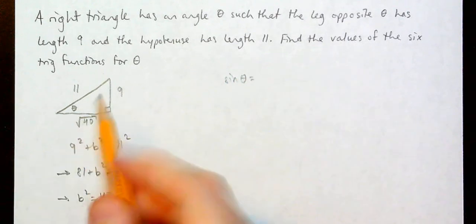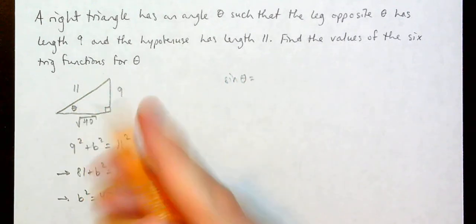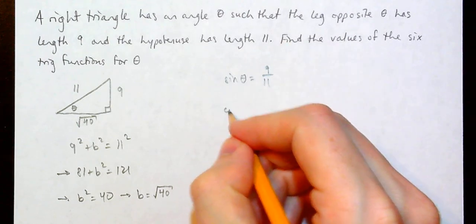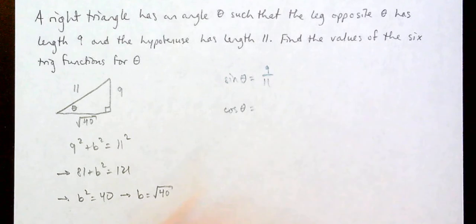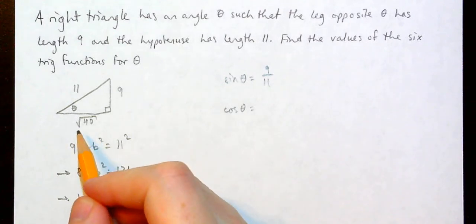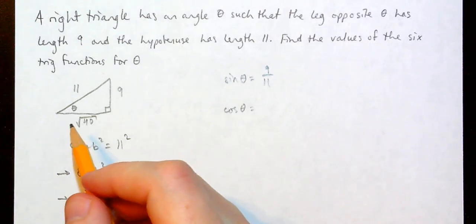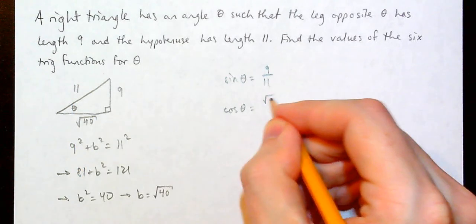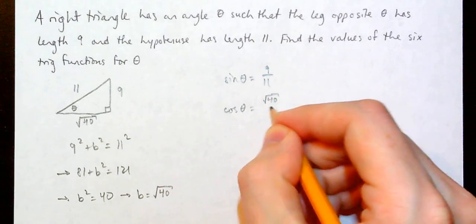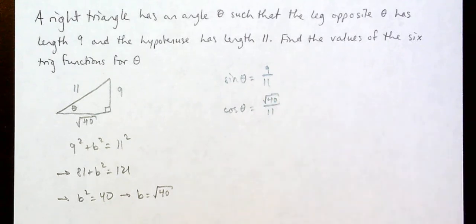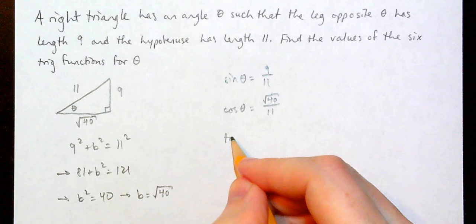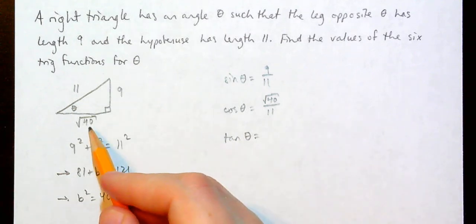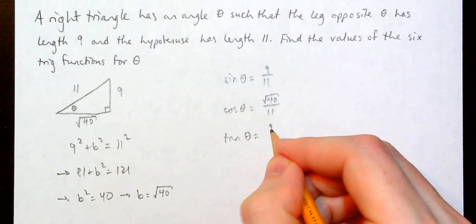Sine theta, opposite over hypotenuse. Cosine theta, the side which is next to theta, or the side which is adjacent, divided by the hypotenuse. Tangent theta, or tan theta, the side opposite divided by the side which is adjacent.